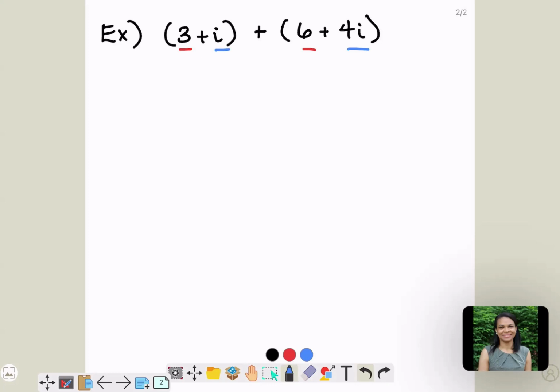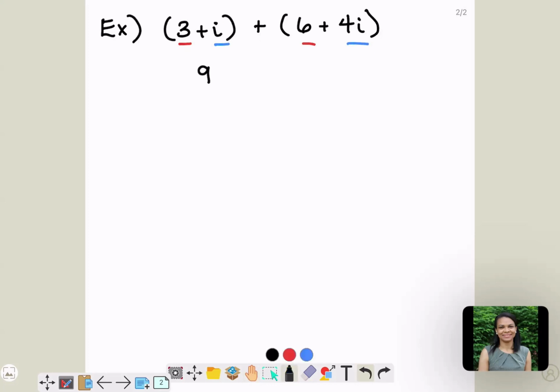Important to remember here that the coefficient on the i is just 1. Just like if they were x's, so we've got 1i plus 4i's. Okay, so adding those together, 3 plus 6 is 9. 1i plus 4i gives me 5i's. So writing that answer in standard form, I would write 9 + 5i. So adding the real parts to the real parts, imaginary parts to the imaginary parts.